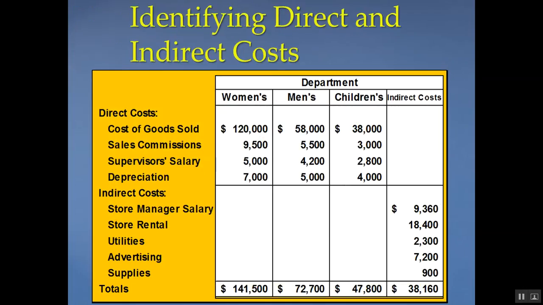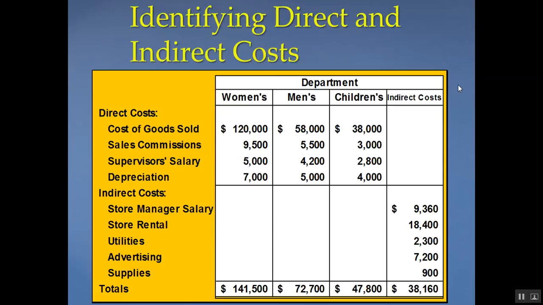So here you could see the direct costs. We have cost of goods sold, sales commissions, supervisor salary, and depreciation. Those can be attributable easily to each individual department. Then we have the store manager salary. The store manager is in charge of the entire store and all 3 departments. We have the rental cost for the store, the utilities, advertising, and supplies. So we can't easily trace those to the specific departments that are using them.